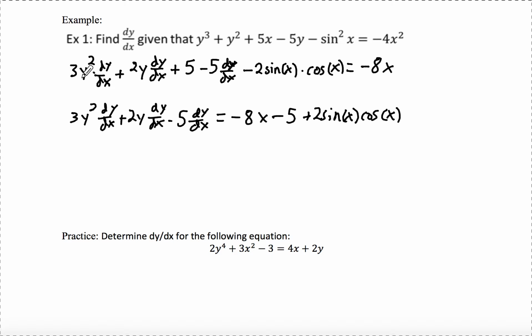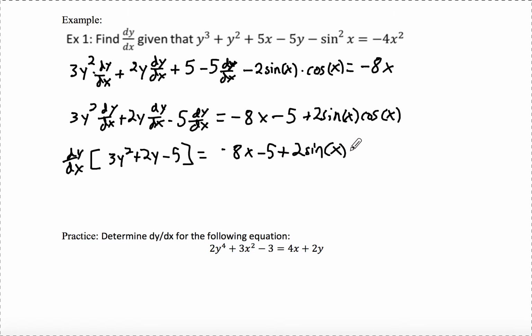There you go. Notice I kept all my dy/dx terms sort of together on one side over here, and I've moved everything else to the right-hand side. Now I have dy/dx in all these terms. Let me factor that out. I want to get just one dy/dx up here. So I factor that out. That gives me 3y squared plus 2y minus 5 equals negative 8x minus 5 plus 2 sine of x cosine of x.